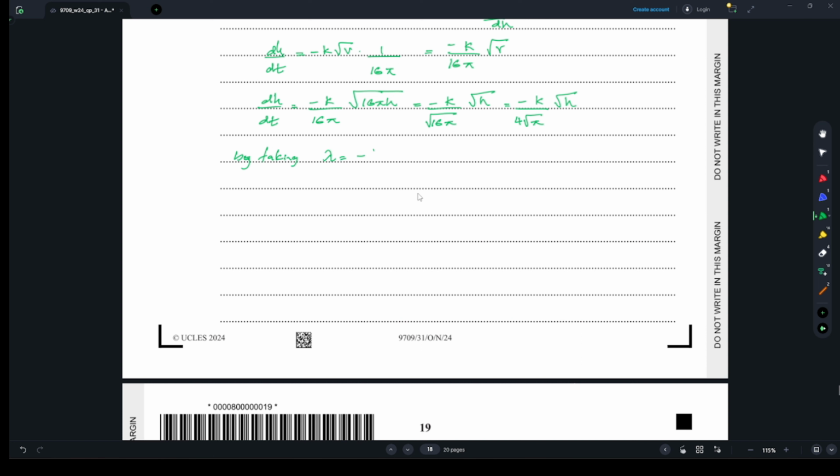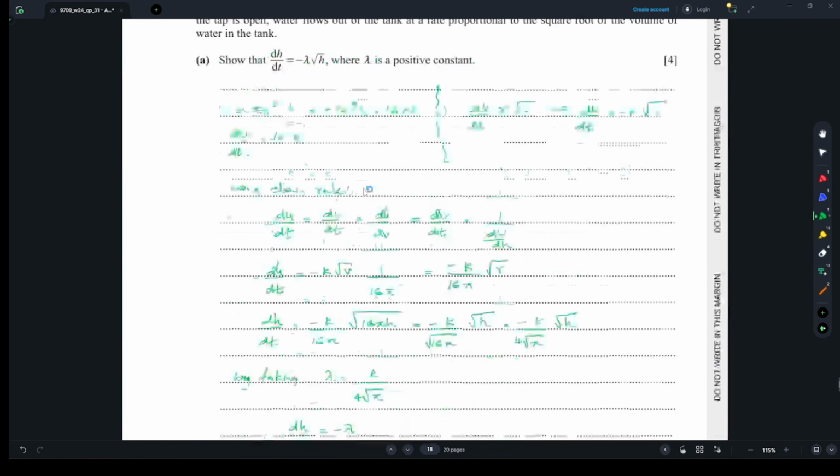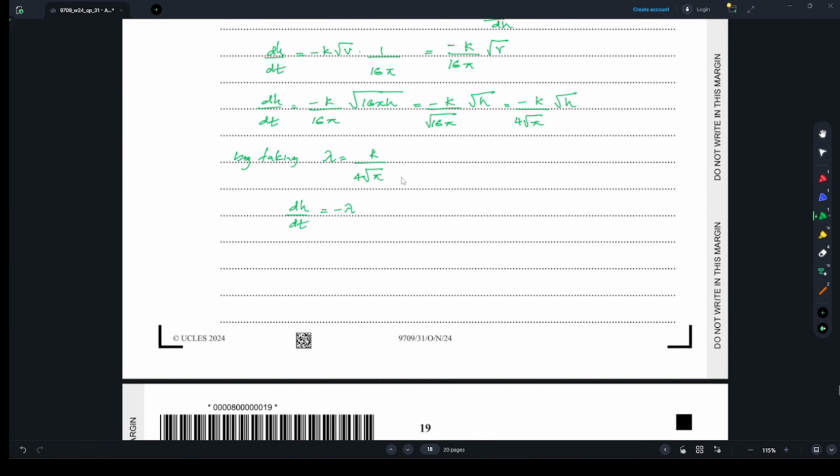So by taking lambda equals minus k over 4 pi, we can write dh over dt equals minus lambda. Sorry, for the lambda we can neglect minus because they're asking minus lambda. Yeah, and minus root h.